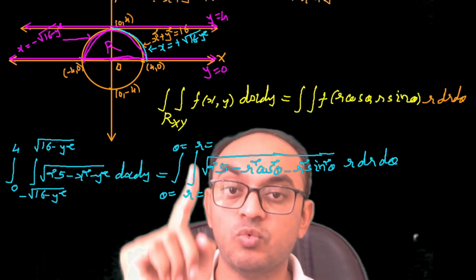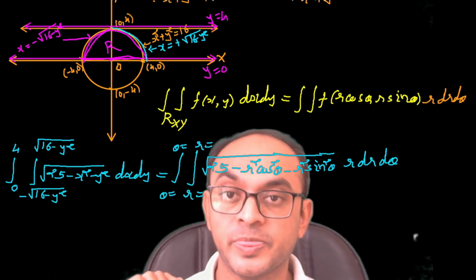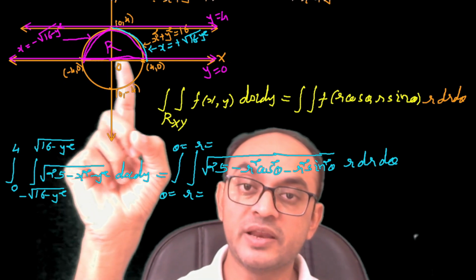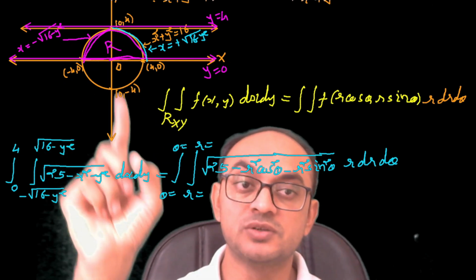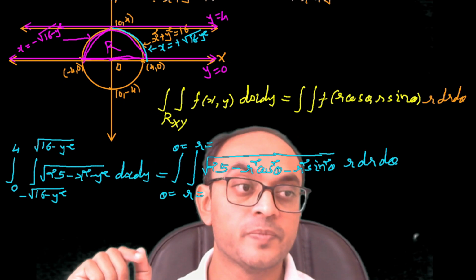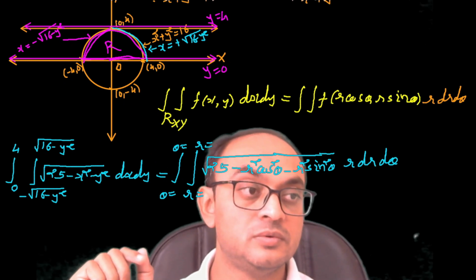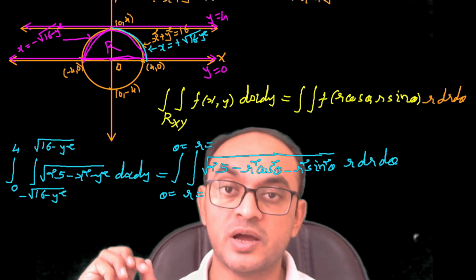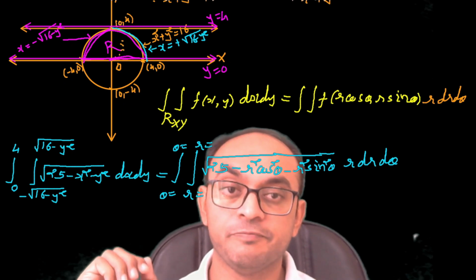Now the question is, what is r in our case? So look at the region. What is the region? My region R is this, right? So actually what I have to do, I have to try to cover all these interior points.